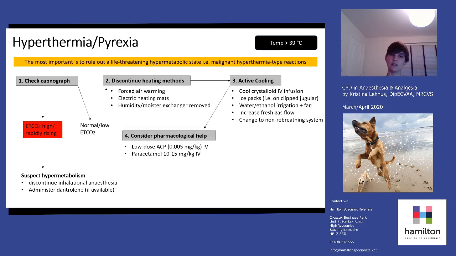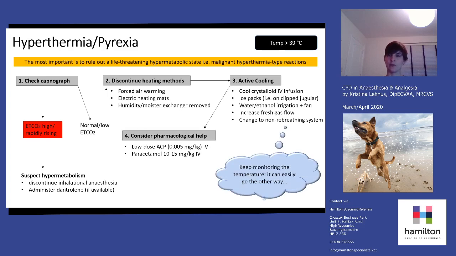And finally, you can consider pharmacological help. So we said before that acepromazine vasodilates and therefore will reduce the amount of heat retention, and you can use that to your advantage, but you should only use that in a cardiovascularly stable patient and be prepared for the blood pressure to go down a little bit. And then if you think it's a pyrexic dog, you could give paracetamol as well. But it's really important that you keep monitoring your temperature, because it can easily go the other way. And once you've turned everything off, the animal might get cold.